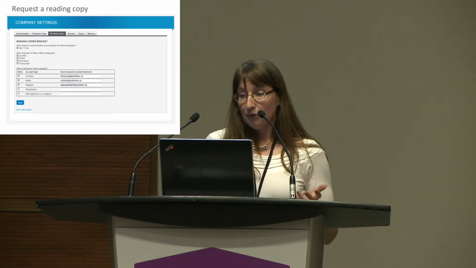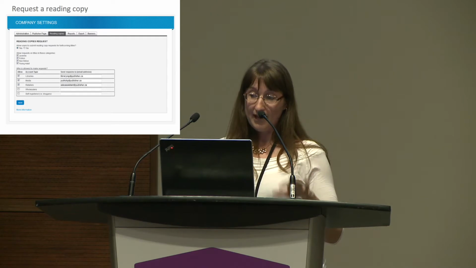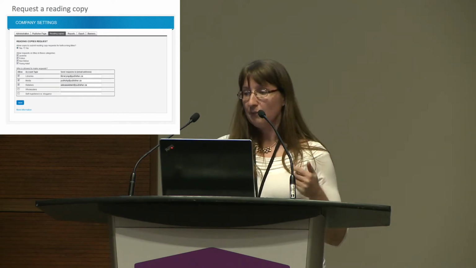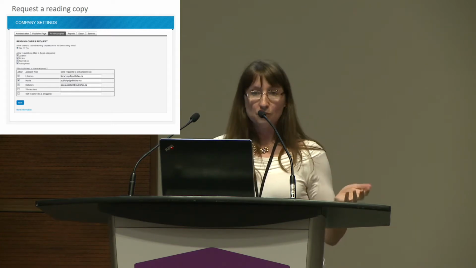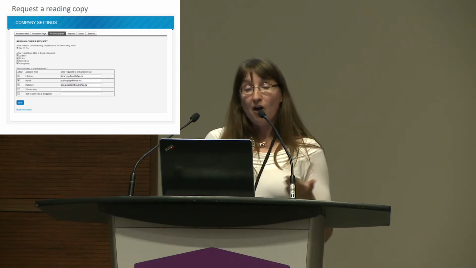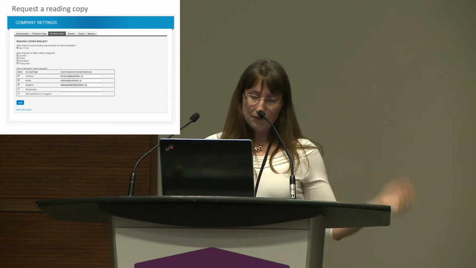So you can limit the request form to be triggered only on titles in specific categories. And you can set permissions for different segments of the CataList viewership, so libraries, retailers, and so forth. You can check off the ones that you do want to allow requests from. And then different contacts at your company can be provided based on the account type of the requester.